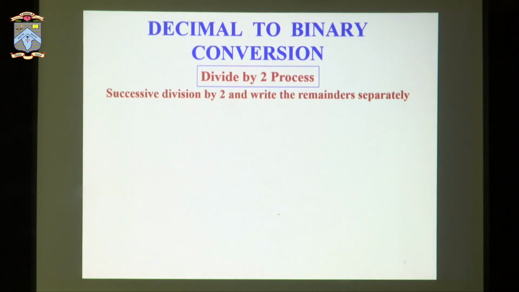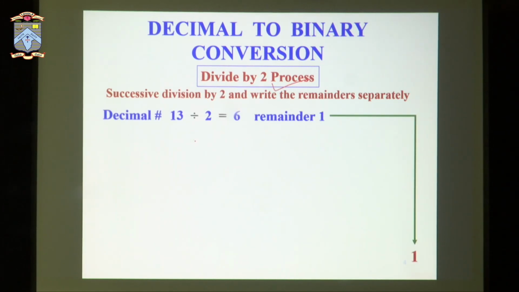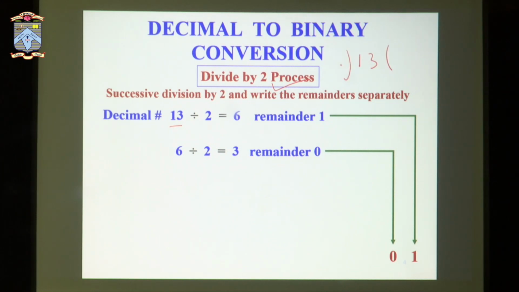Now, I will show you how to convert a decimal to a binary. We do it by dividing by the number 2 successively. For example, take the number 13. We divide it by 2. What we get is a remainder 1 with a quotient 6. So, 6 times 2 is 12, and the remainder is 1. You write the remainder separately.